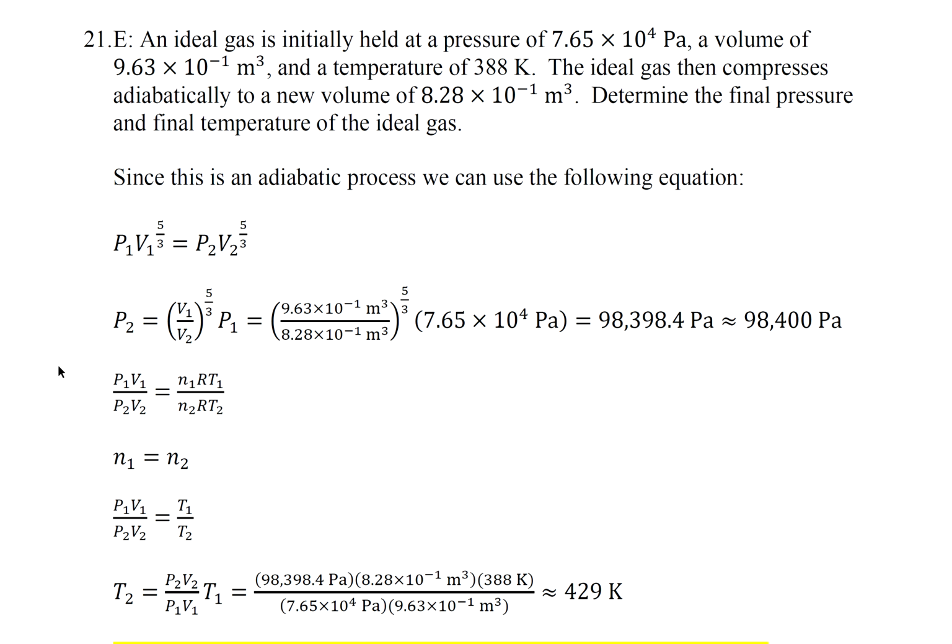Question 21. An ideal gas is initially held at a pressure of 7.65 times 10 to the 4 pascals, a volume of 9.63 times 10 to the minus 1 meters cubed, and a temperature of 388 Kelvin. The ideal gas then compresses adiabatically to a new volume of 8.28 times 10 to the minus 1 meters cubed. Determine the final pressure and final temperature of the ideal gas.